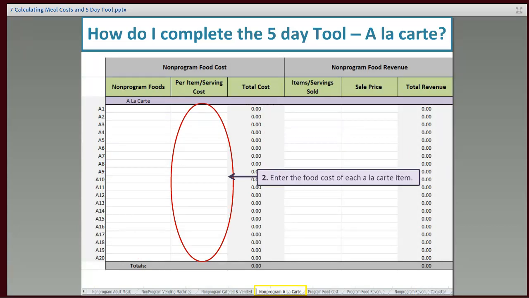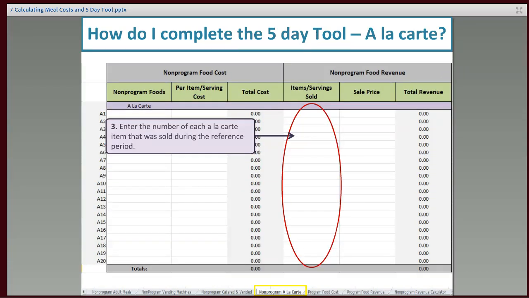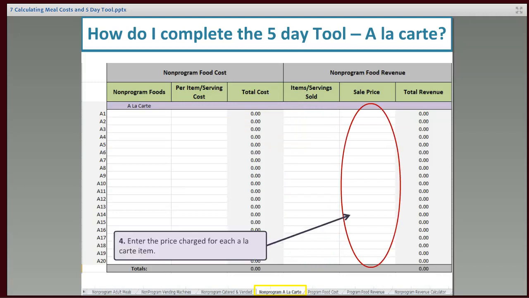Then enter the food cost for each a la carte item. So your extra milk, what is its cost? What is the cost of the second entree or your chips, your other a la carte items? Then enter the number of each a la carte item that was sold during your 5-day period. And then enter the price that you charge for each of those items. So what are you charging the students for the extra milk or the second entree or the a la carte items?